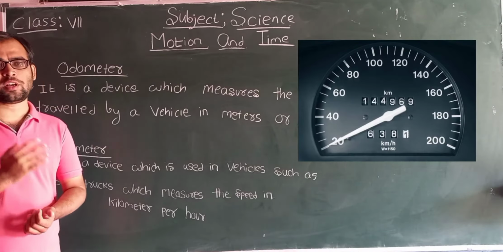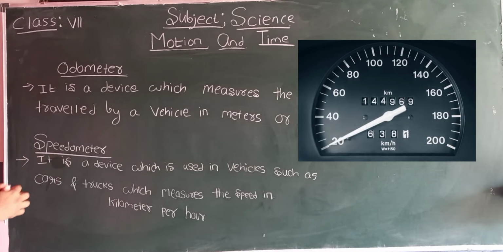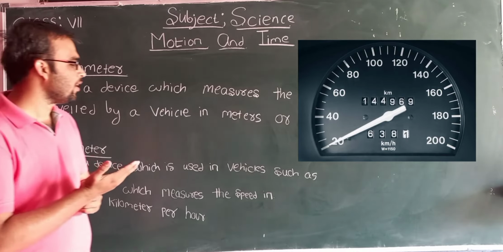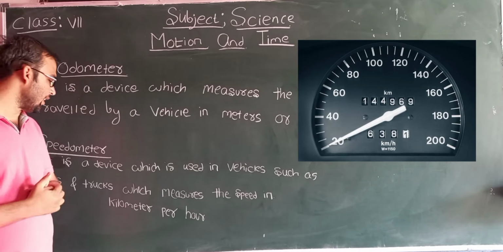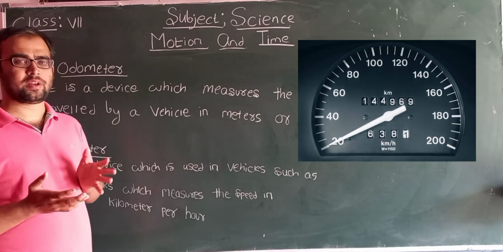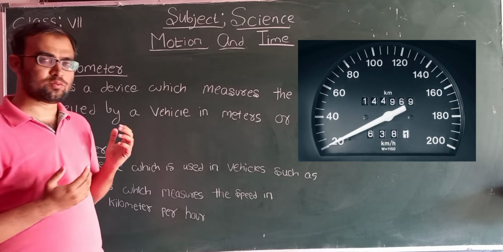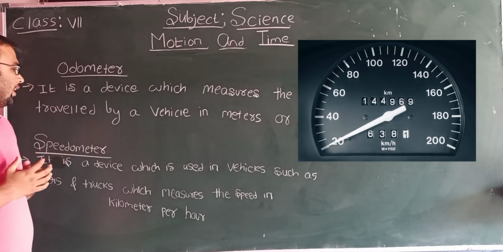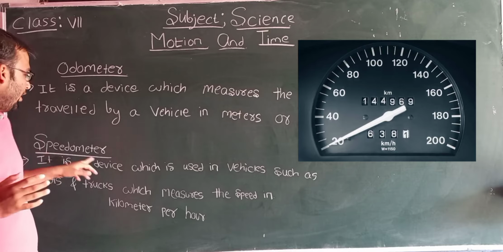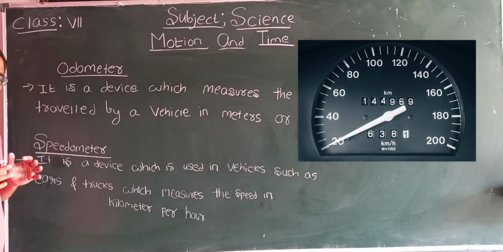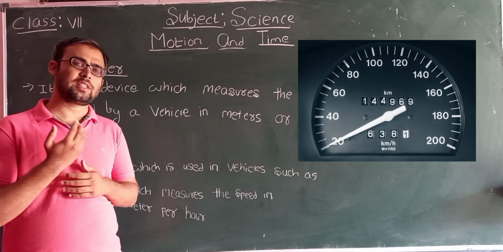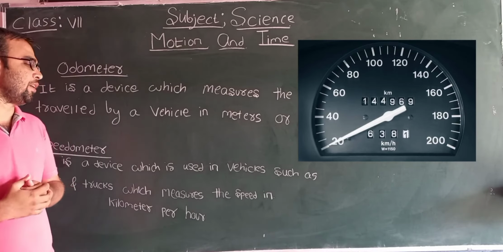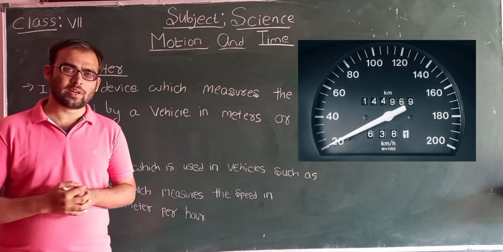Now, speedometer. What is meant by that? Speedometer is a device used in vehicles such as cars and trucks, which measures the speed in kilometers per hour. Speedometer means it measures the speed. So speedometer is a device which measures the speed of a vehicle in kilometers per hour.